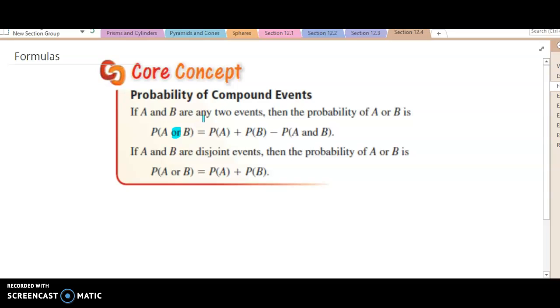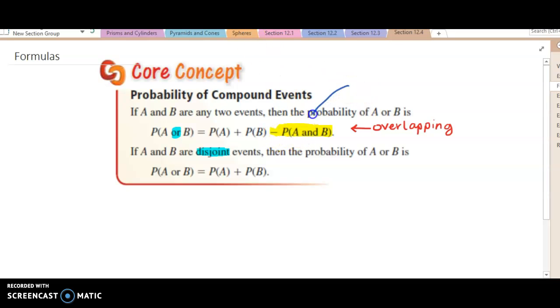All right, so for disjoint and overlapping events, we would say the probability of A or B. And we have two different things here. If the events are overlapping, does it say overlapping here? It doesn't. So this would be if they're overlapping, and this down here would be if they're disjoint. When they're overlapping, you have this here: the probability of A plus the probability of B minus the probability of A and B.